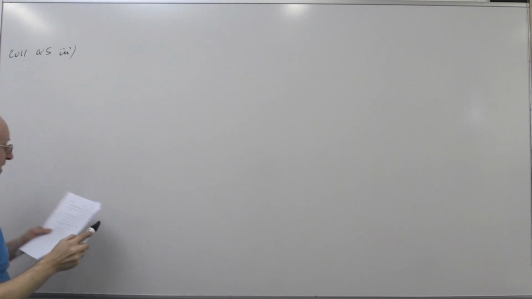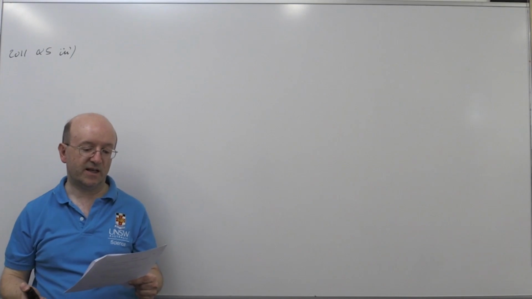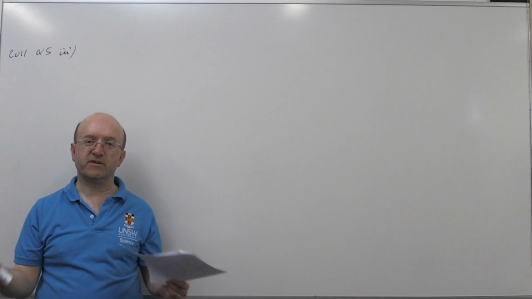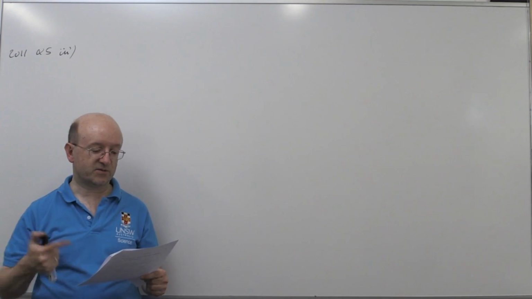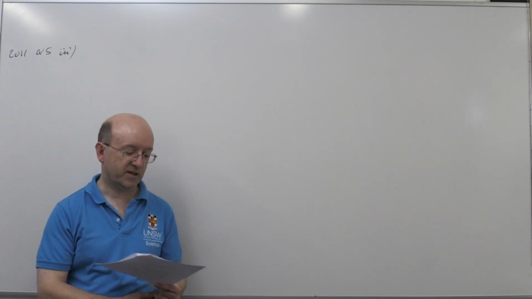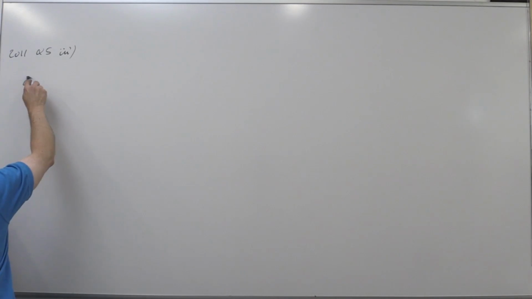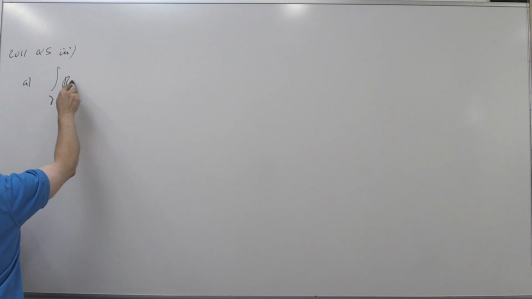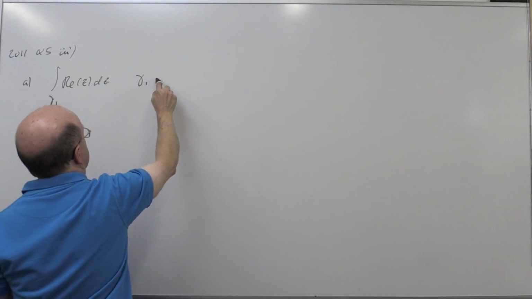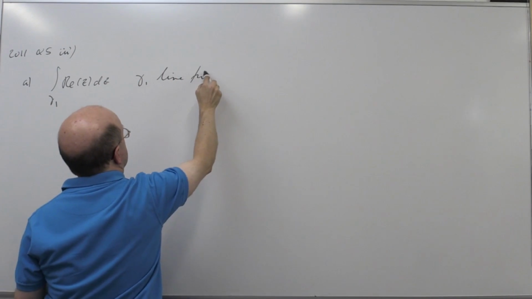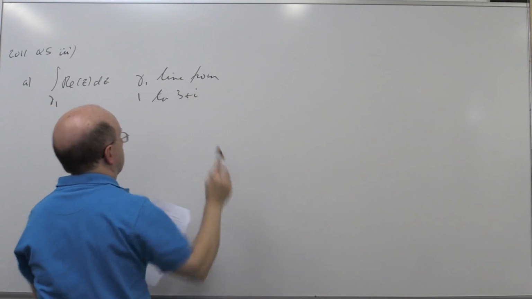Section 3. We're given two contours, a line segment and a semicircle, and we'll have to evaluate the integral of the real part of z over the line segment, and the integral of sine z over the semicircle. So let me just do the first one, the integral over gamma 1 of the real part of z dz. Gamma 1 is the line from 1 to 3 plus I.